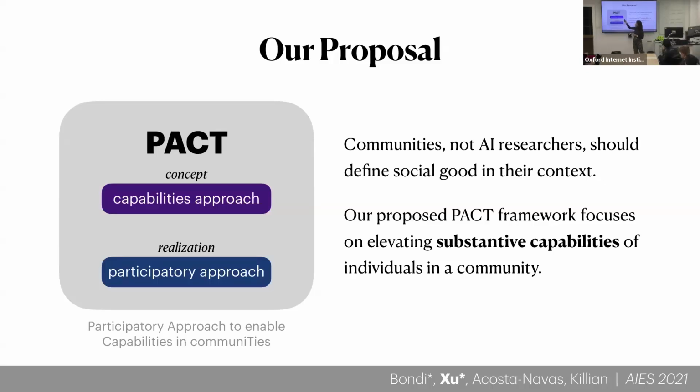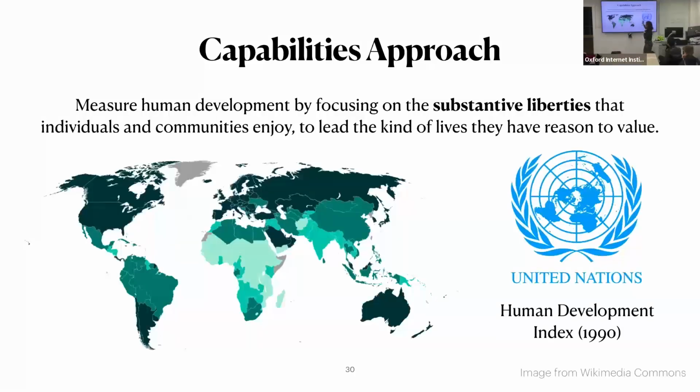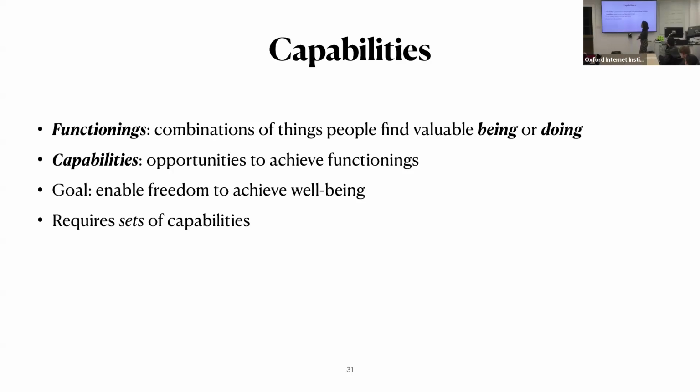And the framework that we propose draws on the capabilities approach, which comes from the developmental economics literature. It was first proposed by Amartya Sen and Martha Nussbaum, with the goal of measuring human development not by GDP, but rather on the substantive liberties that individuals and community members enjoy in order to lead the kind of lives that they have reason to value. This capabilities approach was the foundation of the UN Human Development Index, which was created and adopted in 1990. What capabilities refers to are, first, functionings, which are the end goal. A functioning is something that you either be or do. For example, you could be a student and you can do learning, you can do research or something like that. And capabilities are the opportunities to achieve certain functionings.